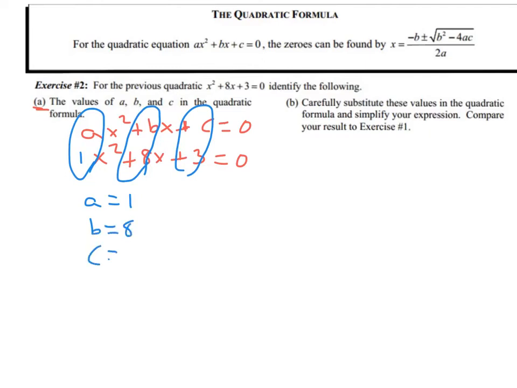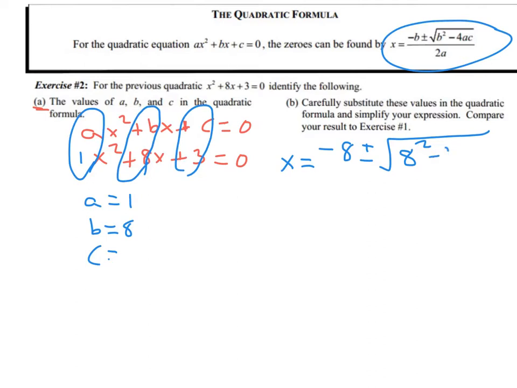So now it says substitute into this formula up here. So you need to write x equals the negative. Now go look at your b. My b is an 8, so take the negative of 8, plus or minus, square root, b squared, so that's 8 squared, minus 4 times a is 1, times c, which I forgot to write down, 3 down here, is a 3. All divided by 2 times a is 1.